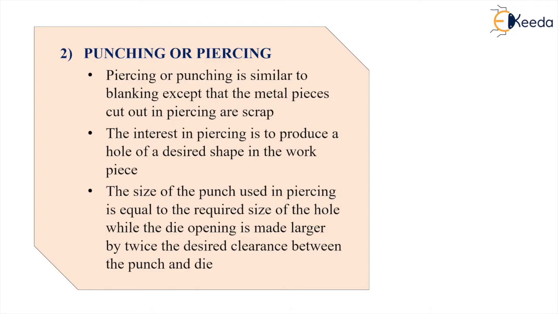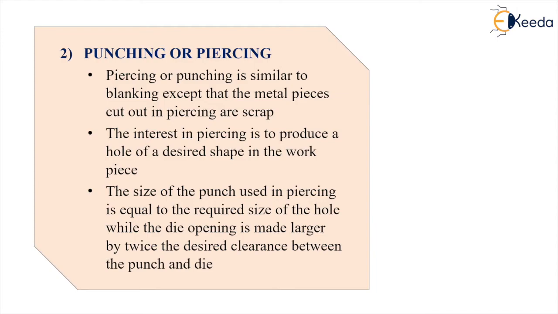So here the size of the punch used in piercing is equal to the required size of the hole, while the die opening is made larger by twice the desired clearance between the punch and die, as I already told you. So in punching operation, the punch is made to the exact size of that hole, whereas in blanking operation, the die is exactly equal to the size of that disc or sheet or blank that you are producing. Now basically the die is always larger than the punch, or we can say, the punch is always smaller than the die. By how much amount? By the amount of clearance.